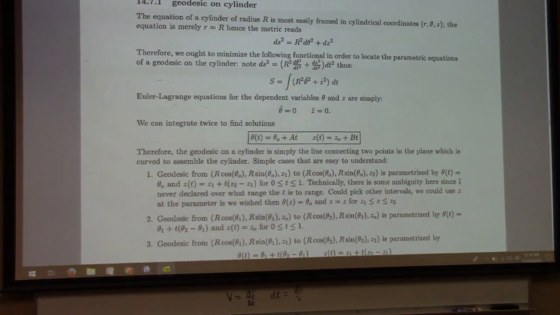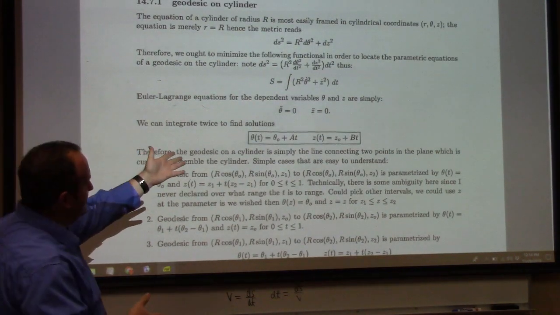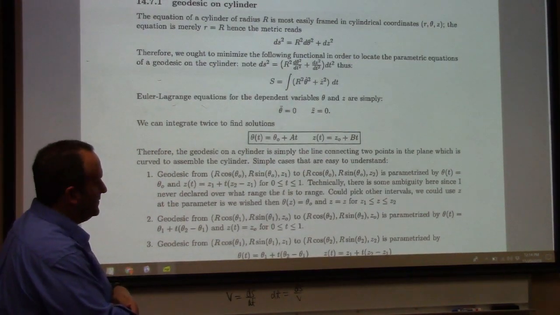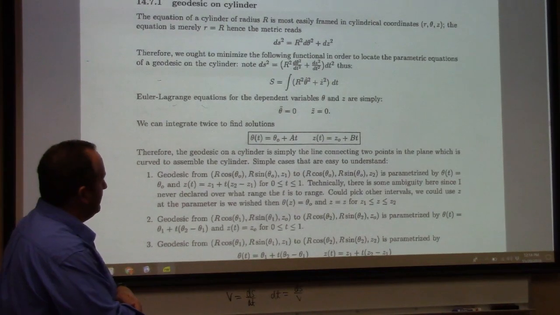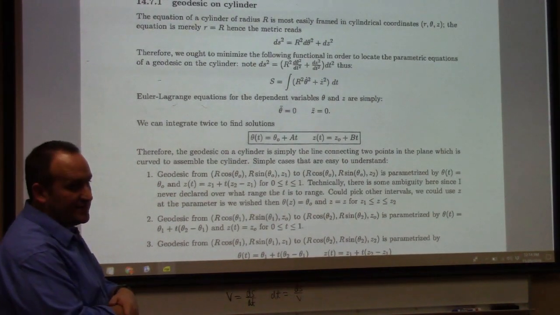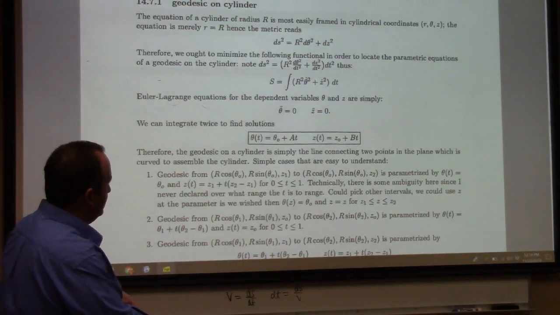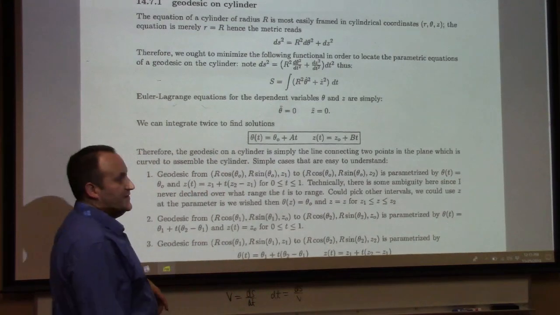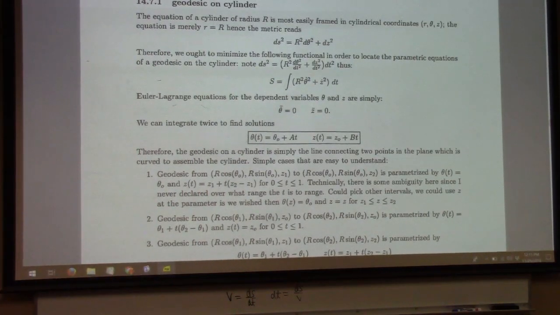This is the usual r and theta and z, all right? So anyway, I'm trying to minimize ds squared, which means I'm trying to minimize r squared theta dot squared plus z dot squared. So the Lagrange equations just end up giving us that theta double dot is 0 and z double dot is 0. And so we integrate twice and we find these solutions. What are those? They're just exactly what you'd expect.